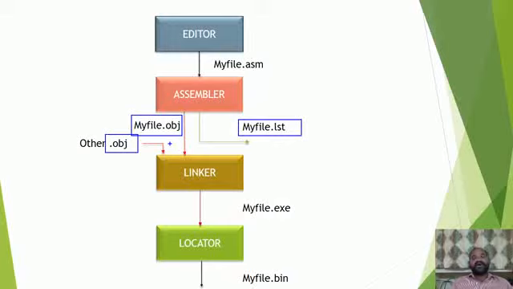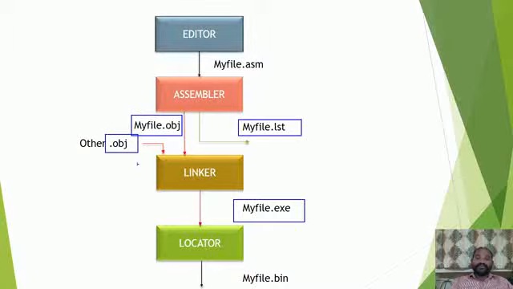The linker links all the .obj files which are needed in that particular application. After linking all the .obj files, it creates one more file with a different extension, which is the .exe. So this linker integrates all the .obj files and creates the .exe file.